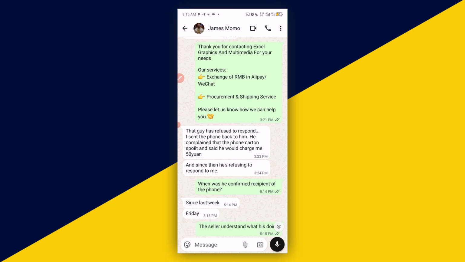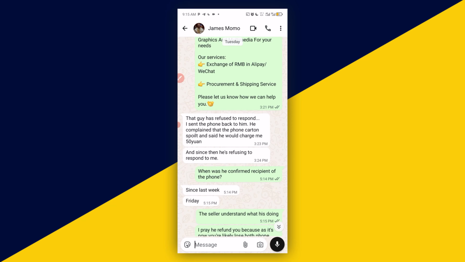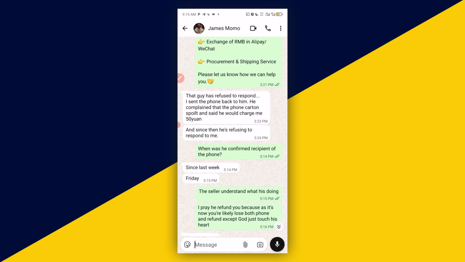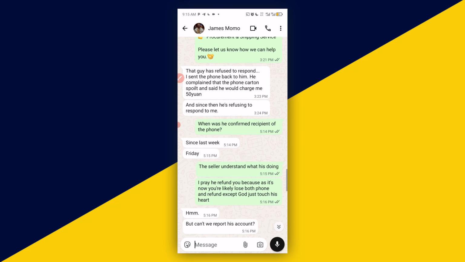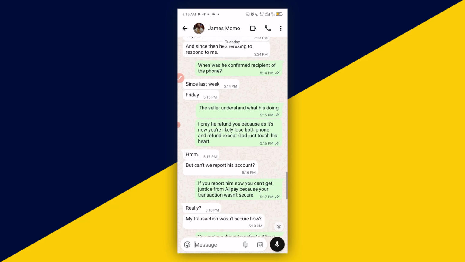I sent the phone back to him. He complained that the phone carton was spoiled and said he would charge me another 50 yuan. And since then, he refused to respond to me. I asked, when did he confirm receiving the phone? He said, since last week, Friday. Now, this was my response right here.